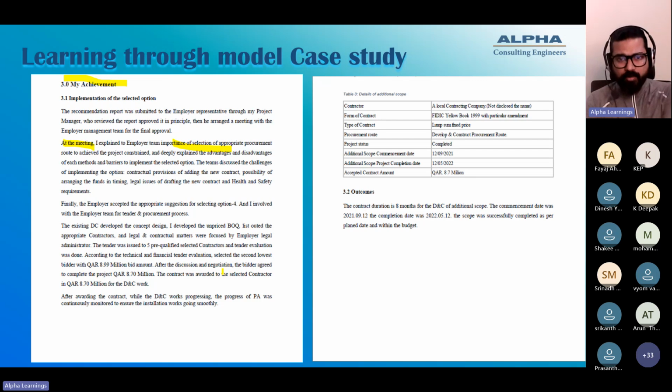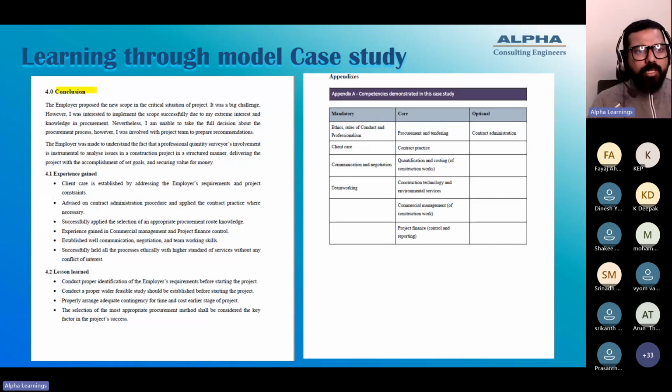The implementation part needs to be discussed, and then finally the outcome. What was the outcome after your advice? How has your project completed? Now, in some cases, the project has not completed yet. It's an ongoing project, right? So there you need to write about the prognosis of outcome rather than writing the outcome. You have to write the prognosis of outcome. So this is how the APC case study is written.